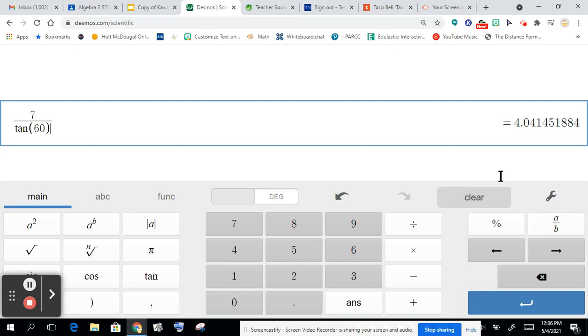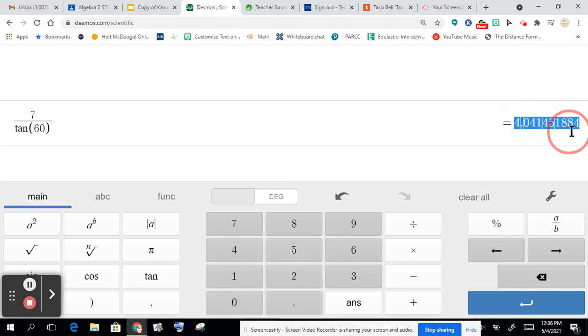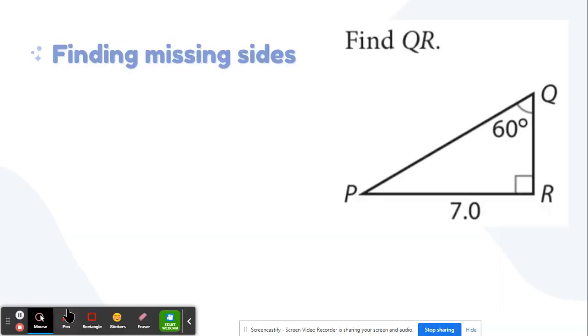Okay, so that's how you put it in, and this should be your correct answer. Notice that I know this one is the correct answer because I did change the calculator from radians to degrees. So right now, this has to be showing degrees to know that it's in degree mode.